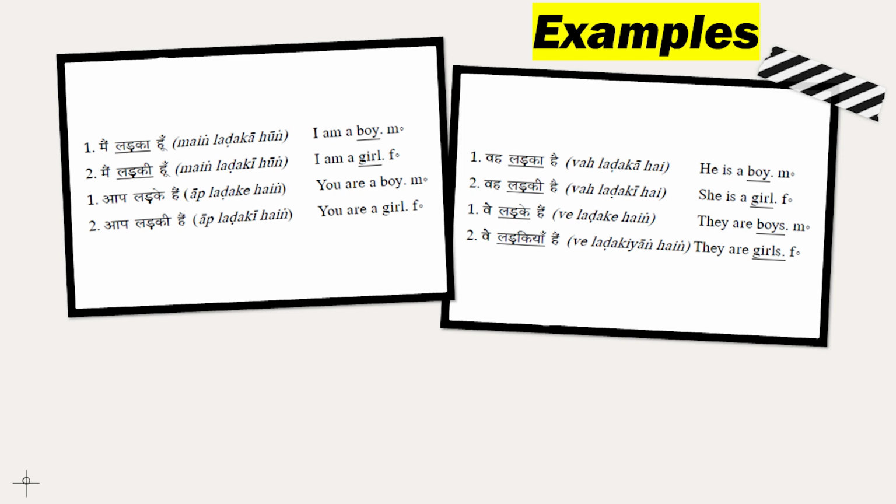वह लड़का है means he is a boy. वह लड़की है means she is a girl. Now in the last two examples, boy translates to ladke. K in ladke is pronounced exactly how the English alphabet K is pronounced. It is a suffix that is added to the word to indicate its plural form. Similarly, the word ladki changes to ladkiyan to indicate the plural form.